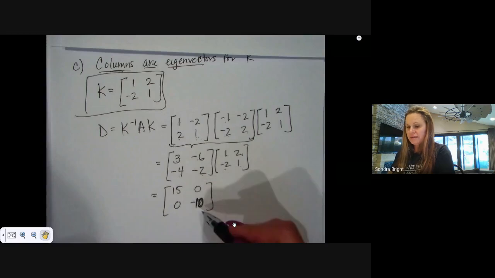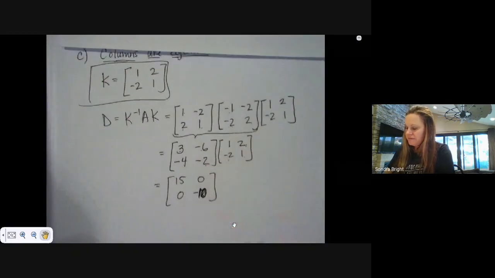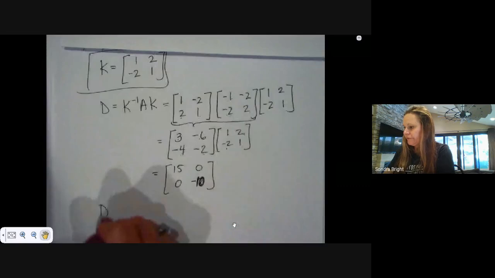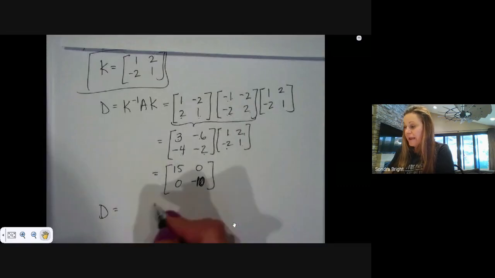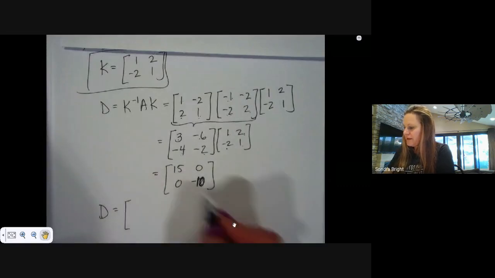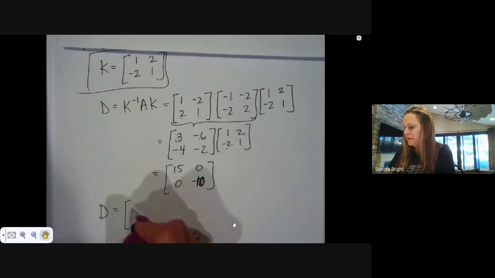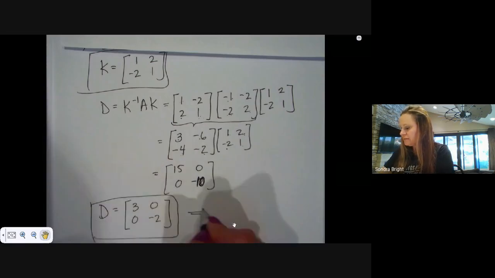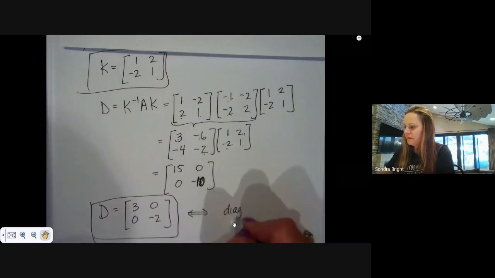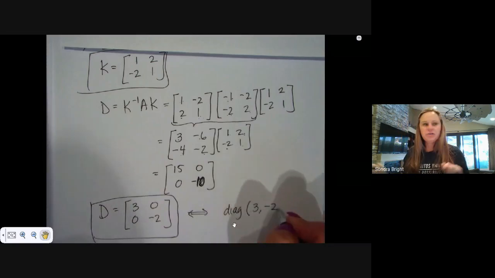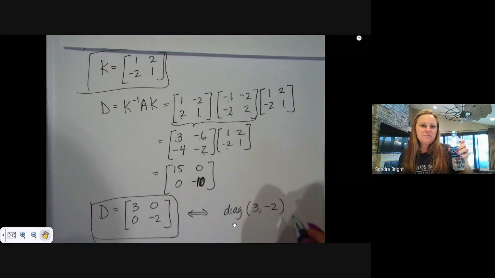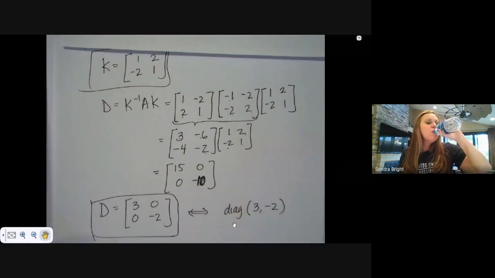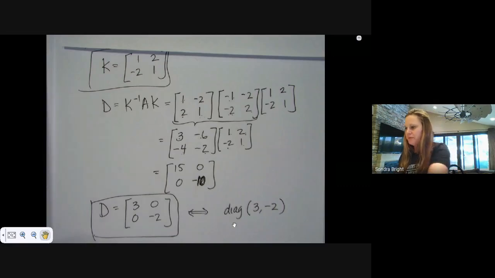And so you can factor that out, and your diagonal matrix D would be 3, 0, 0, -2. And that's the same thing as writing the diagonal matrix composed of the diagonal numbers. That also works, just so you recognize that notation. I think maybe the book does that sometimes. Okay, there's example 1. Let's do another one.